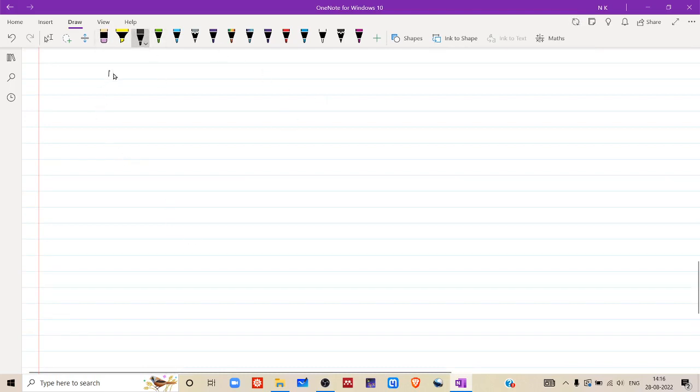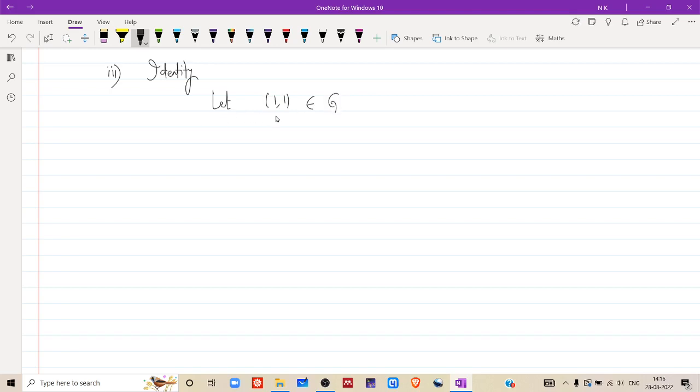Now let's talk about the identity element of G. So the third part that we are going to talk about is identity. Let me take one element 1 comma 1 from G and let me check whether this element is actually an identity. So for that consider any h comma k belongs to G. Now let us see what happens to h comma k into 1 comma 1.